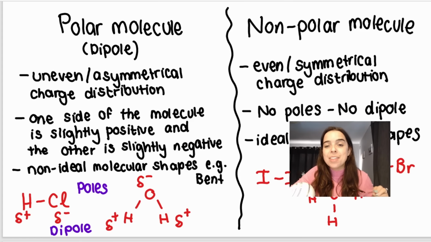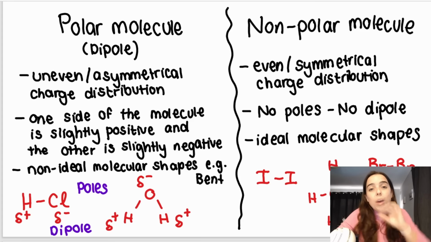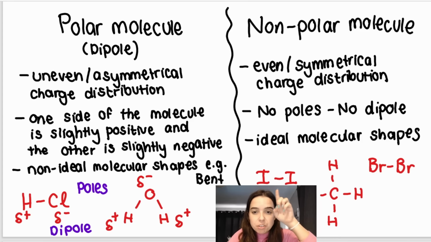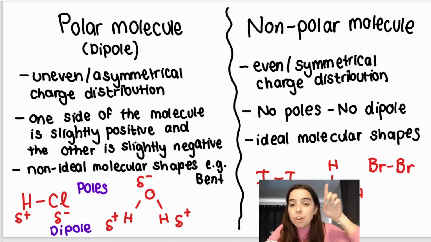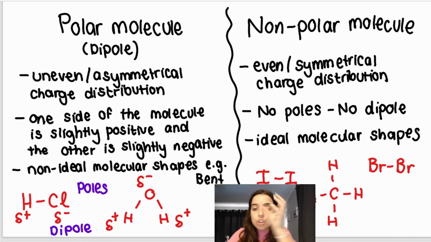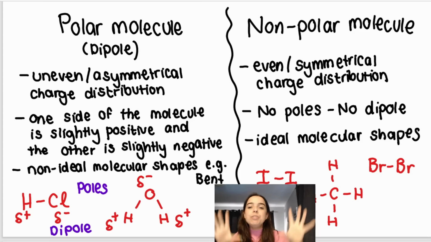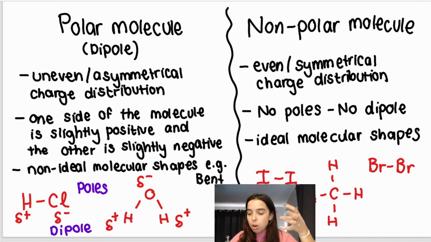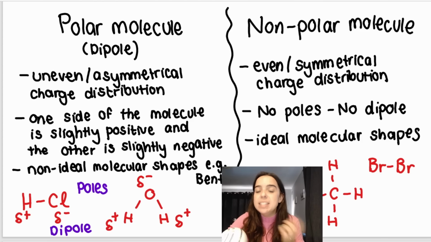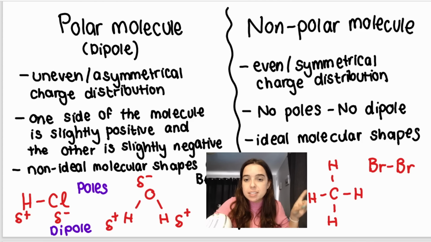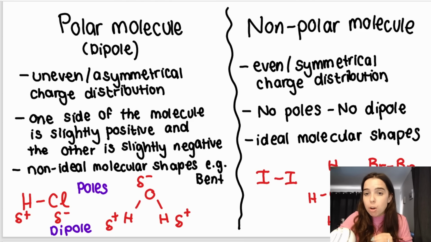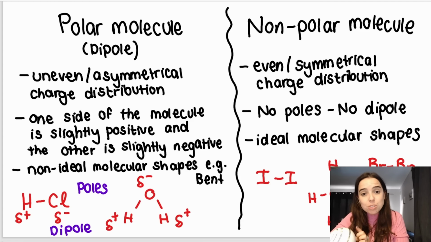Non-polar molecules, on the other hand, have an even or symmetrical charge distribution. So if you look at iodine, for example, the difference in electronegativity here is 0. Same thing for bromine. It means that the electrons are shared evenly, an even charge distribution. One side of the molecule isn't more negative or more positive than the other. And this is more like your ideal molecular shapes, like this one over here, which is tetrahedral. And non-polar molecules are not dipoles. They don't have two poles. So we get polar molecules and non-polar molecules.